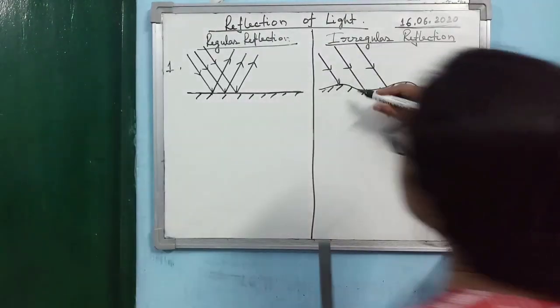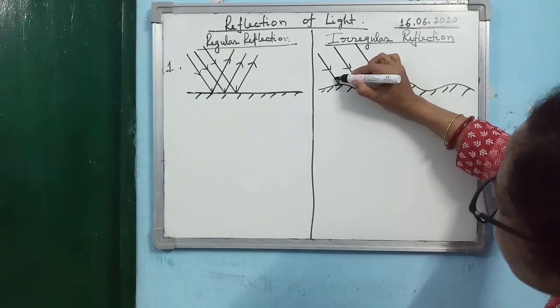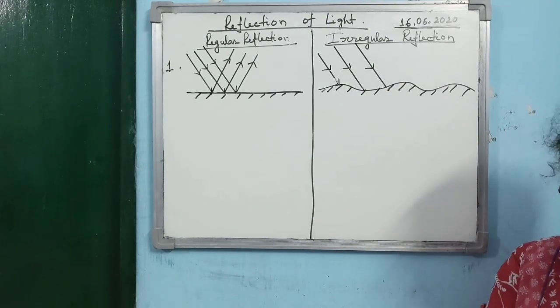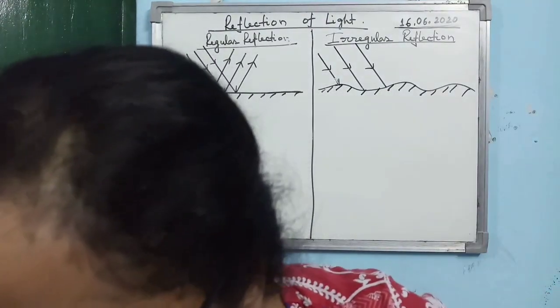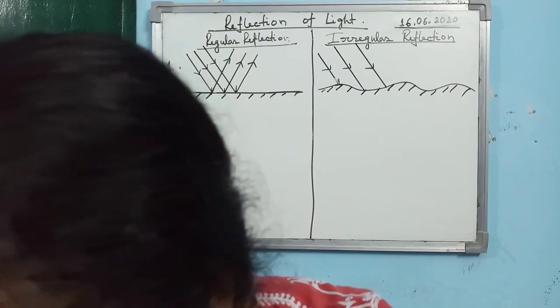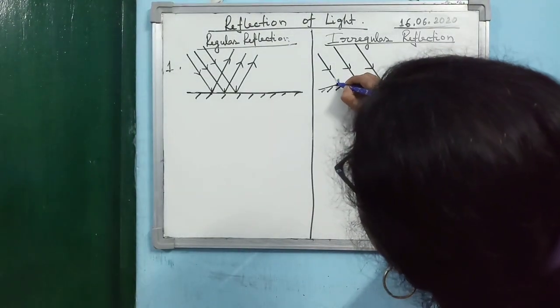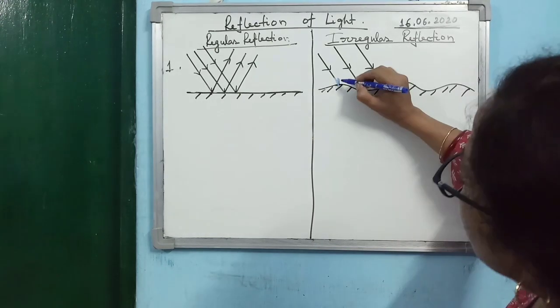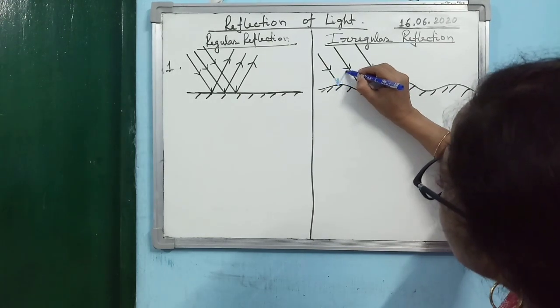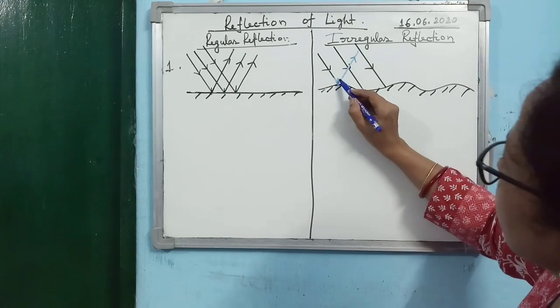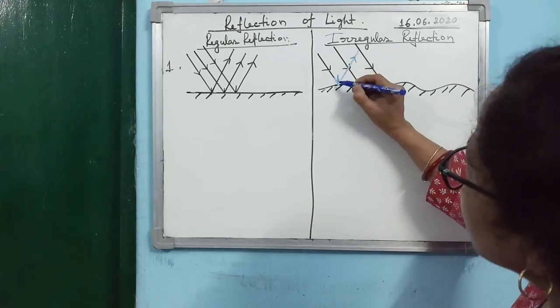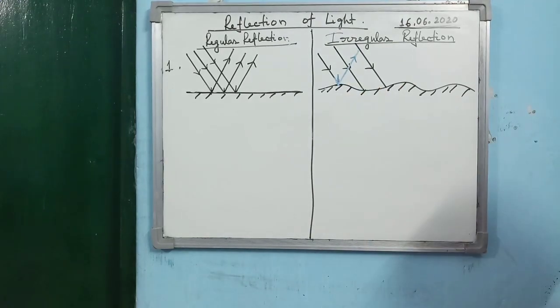Now you draw the reflected ray by making an equal angle here. So just look at it. These two angles I have made equal. So this is the reflected ray.